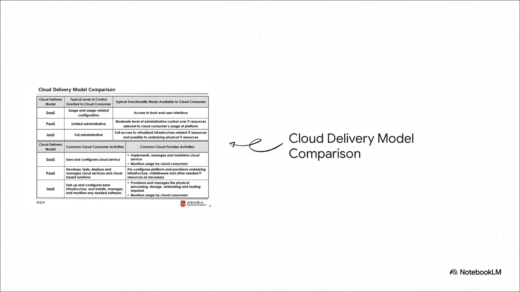When you're evaluating these delivery models, the key differentiator, and a highly tested concept by the way, is that shifting level of control. With SaaS, your control is strictly limited to basic usage configuration. Moving over to PaaS, you gain moderate administrative control so you can manage the applications you deploy. But with IaaS, you are granted full administrative access to the virtualized infrastructure. It's a direct trade-off, really. IaaS requires you to actively configure and manage the bare infrastructure and operating systems yourself, while SaaS requires almost zero administrative effort from your end.